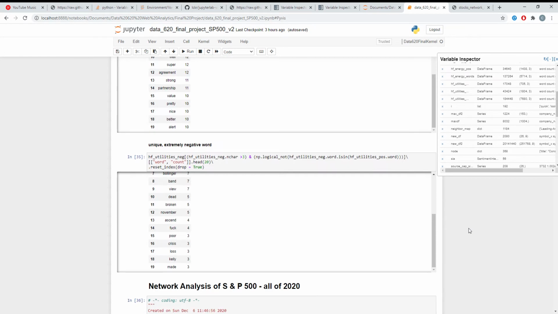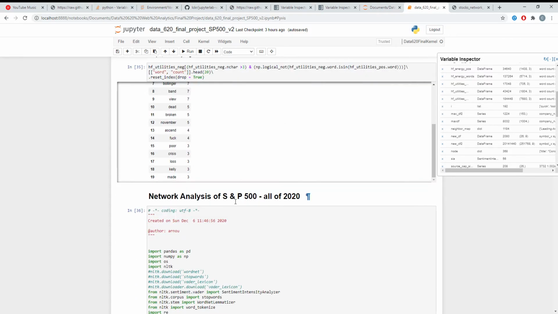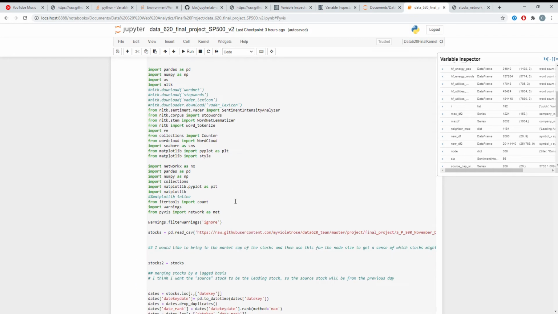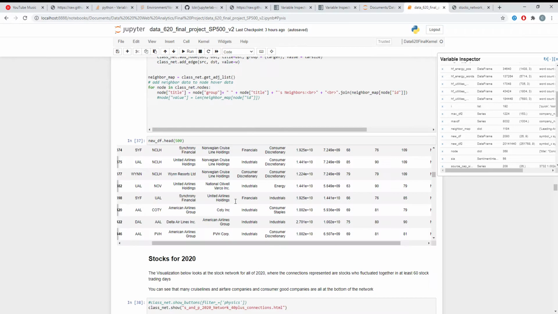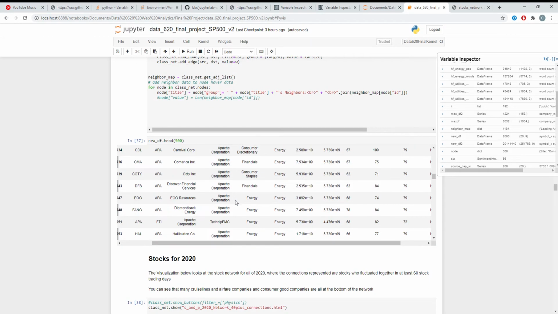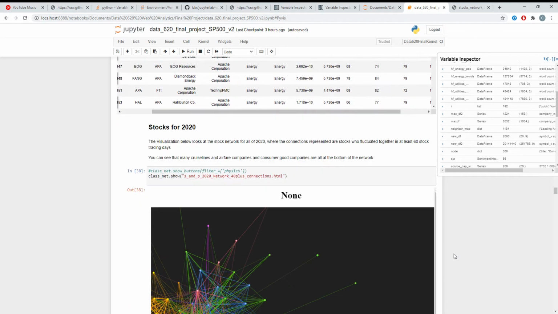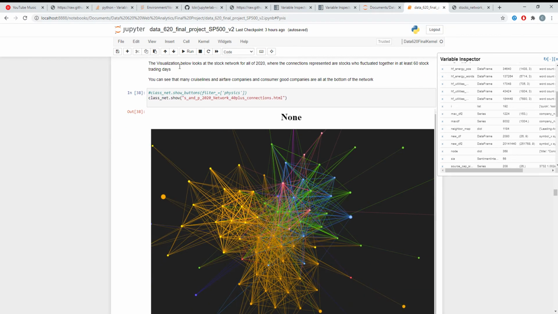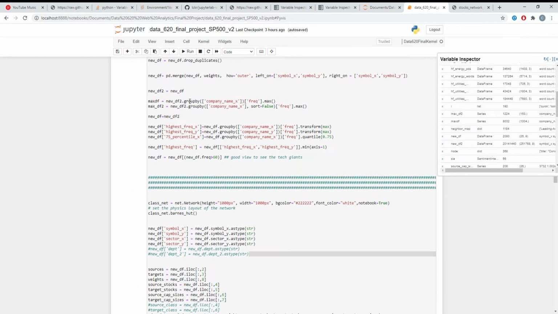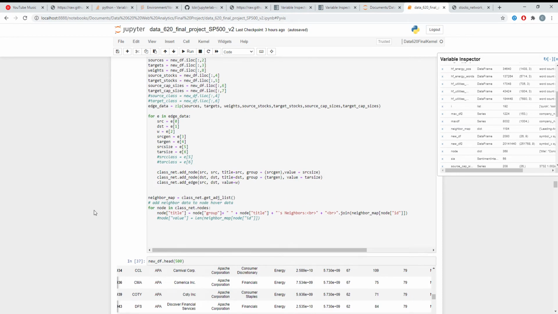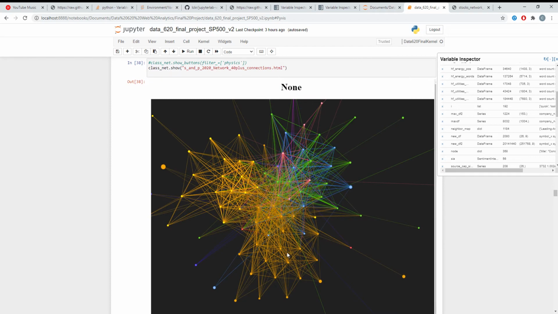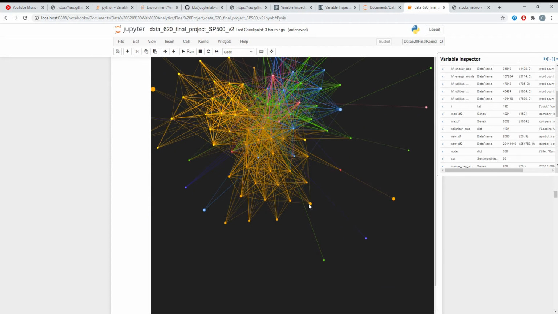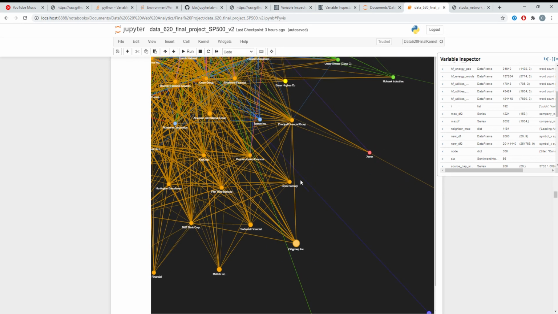So for my analysis, first I'm doing some network analysis of the S&P 500 for all of 2020. Here I look at the stocks for 2020, and these are ones that, I believe, fluctuated in the same way on at least 60 days. So stocks that move together on the same day at least 60 times get an edge between each other.